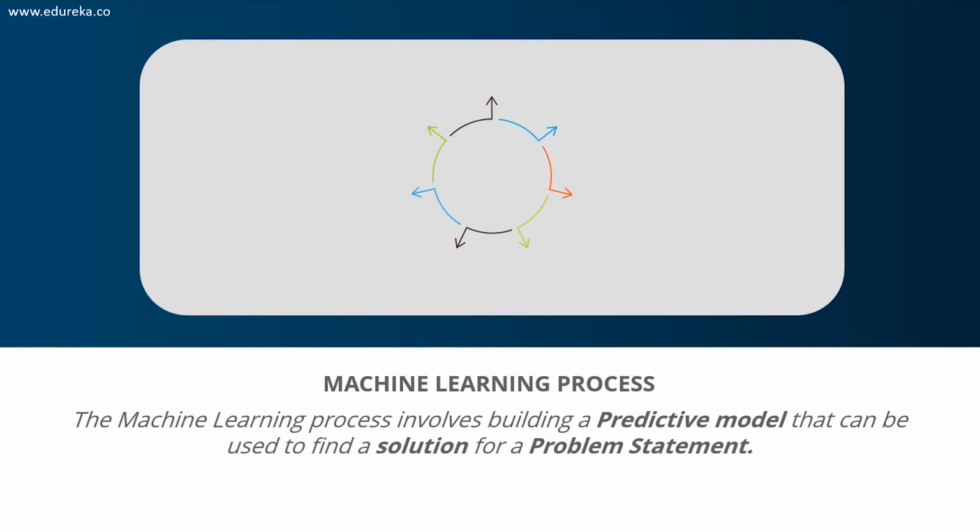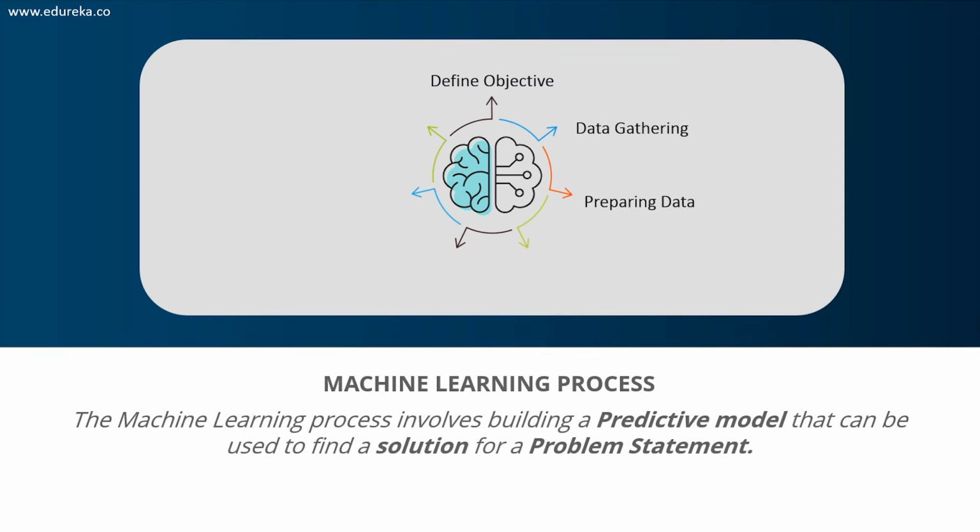Now, the machine learning process involves building a predictive model that can be used to find a solution for a particular problem. A well-defined machine learning process will have around 7 steps. It always begins with defining the objective, followed by data gathering or data collection. Then we have preparing data, which is also called data pre-processing. Then we have data exploration or exploratory data analysis. This is followed by building a machine learning model. Then we have model evaluation and finally predictions. This is how the process of machine learning works.